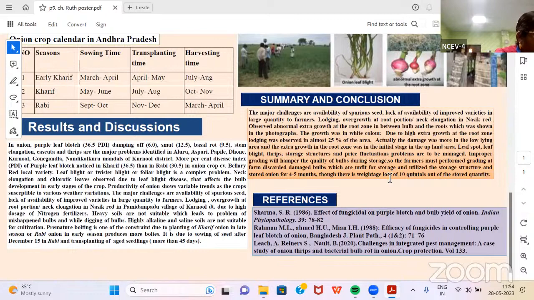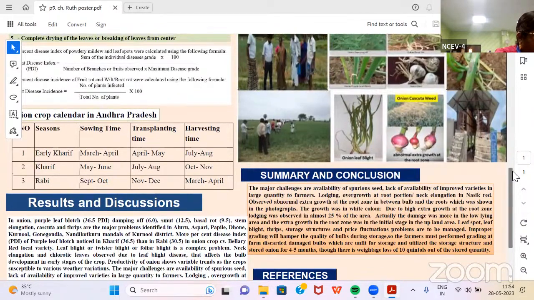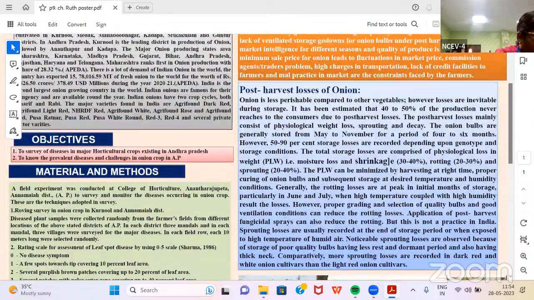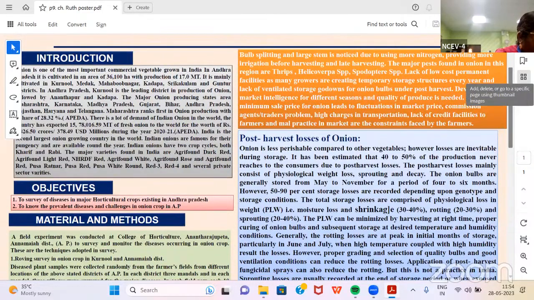And the more is in Kharif, and in case of elongation, please observe the leaf blight disease.